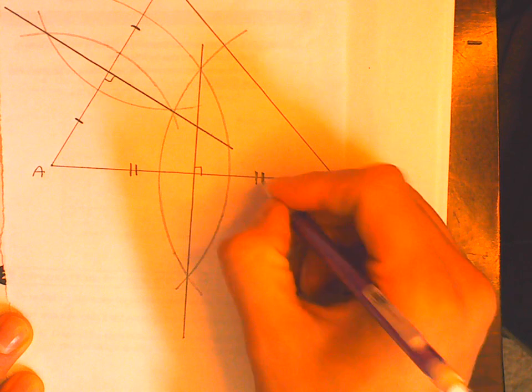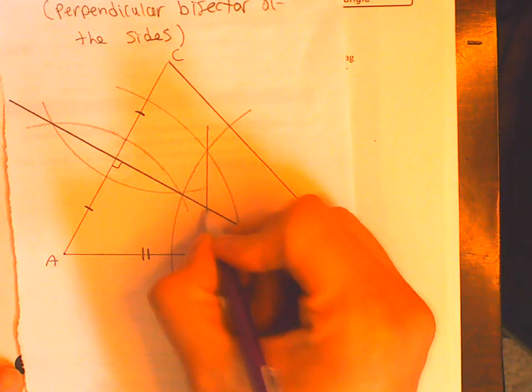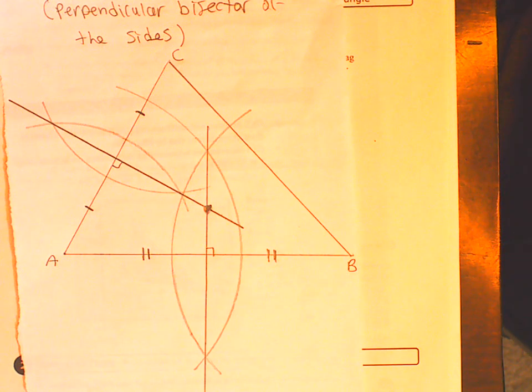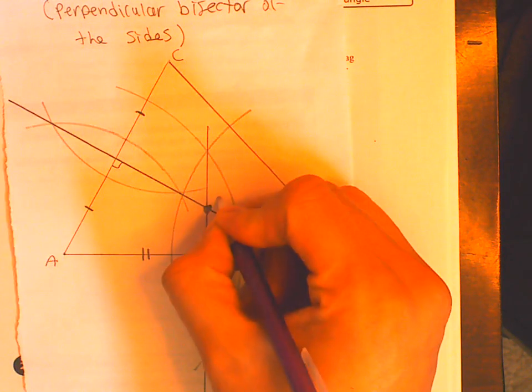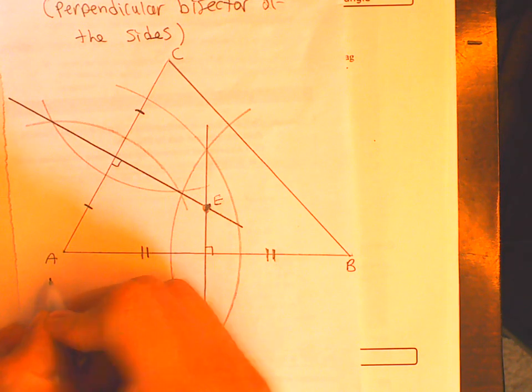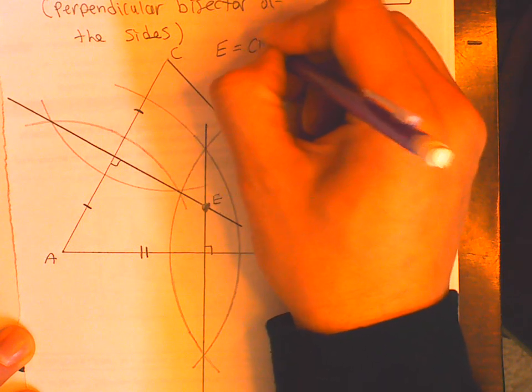But what we are paying attention to more is this point of intersection right there, where the two perpendicular bisectors meet. That point is called the circumcenter. I'm going to call that E. So here, E is the circumcenter.